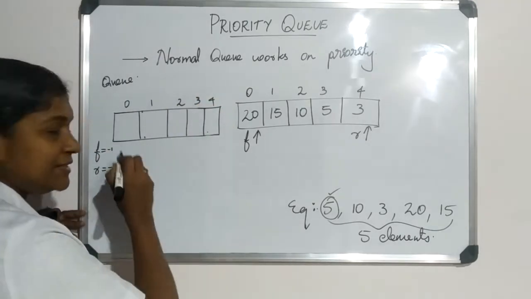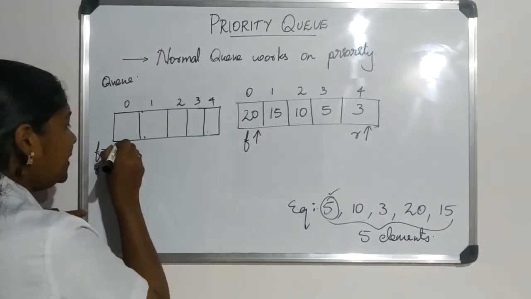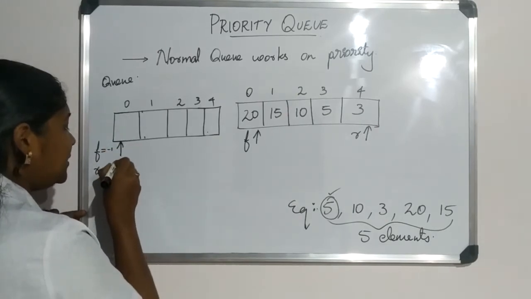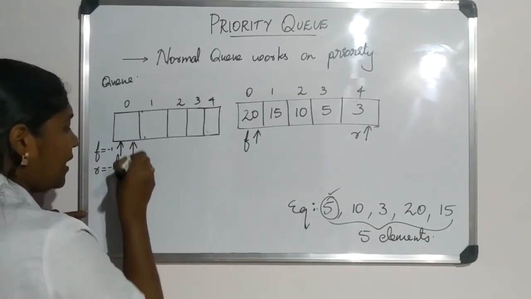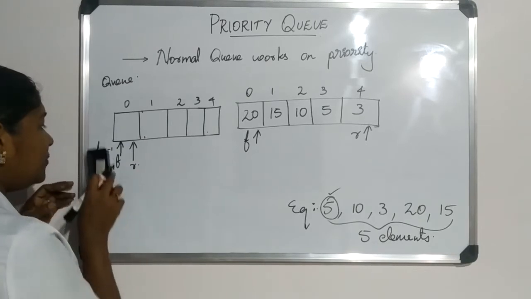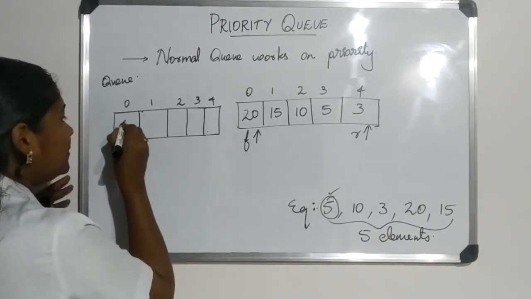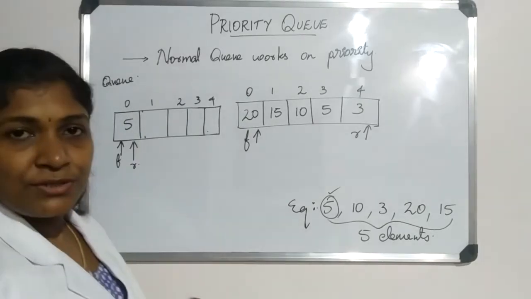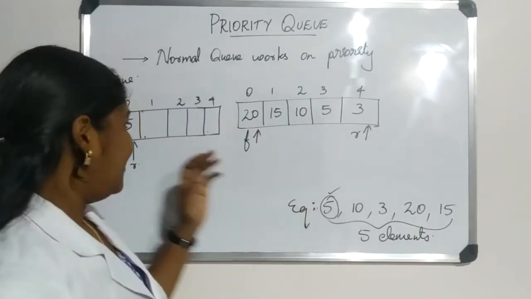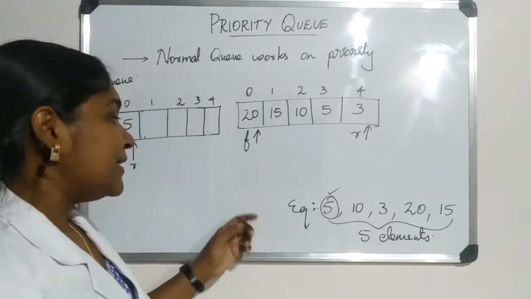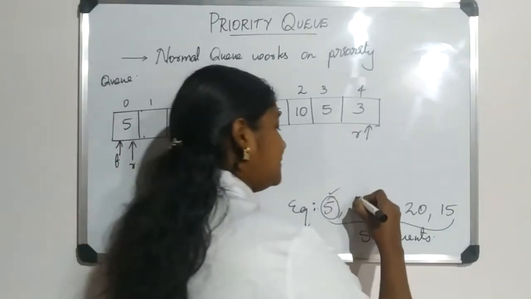So by entering the first element, we must bring F into position 0, then increment R also, right? So both these pointers pointed to the first location. So we enter the first element. Without much confusion or without much thinking, we enter the first element. Okay. Then next element is 10.